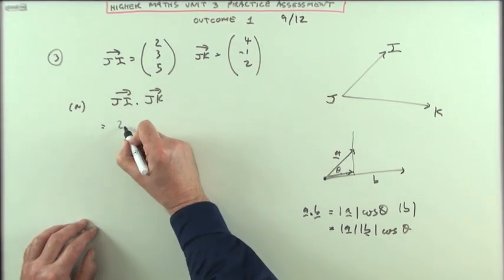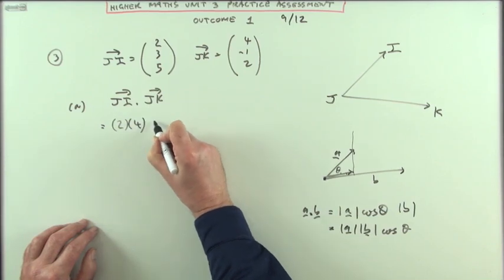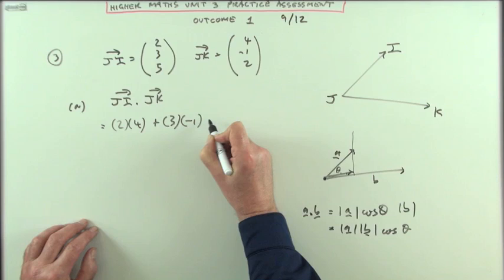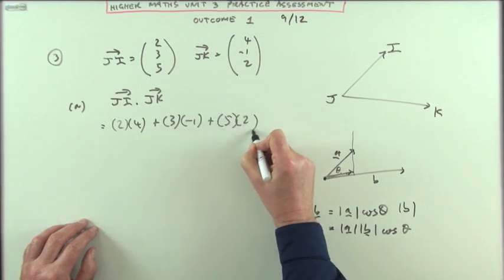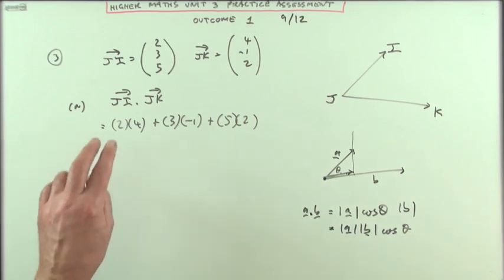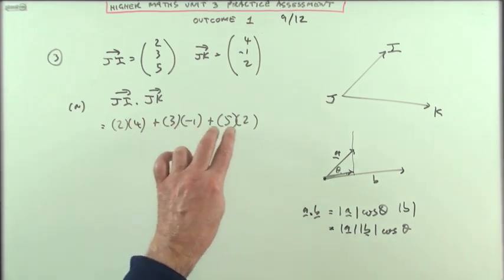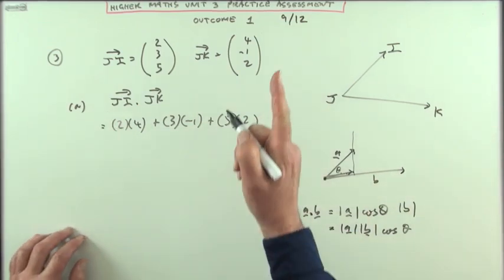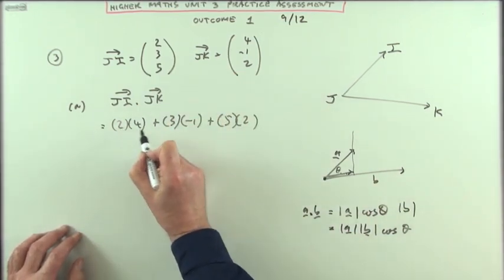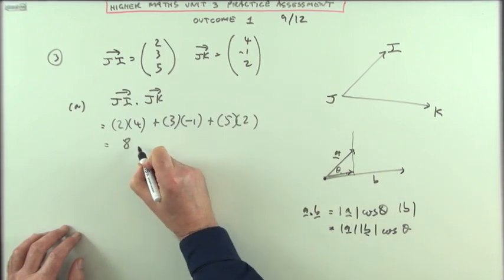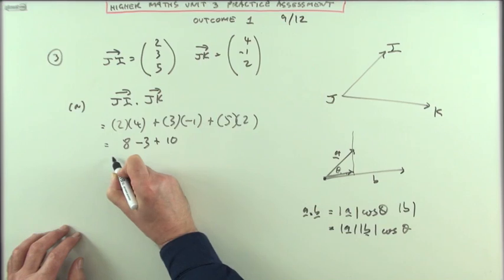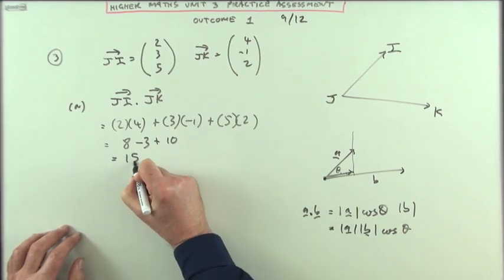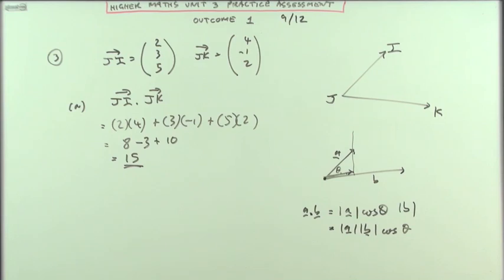2 times 4. So let me just put it in this way. 3 times -1. 5 times 2, but all added together. Multiply the x's, the y's and the z's and add them into a single number, a scalar. Scalar product. So it would be 8 take away 3 plus 10, 18 take away 3, 15. The scalar product would be 15.